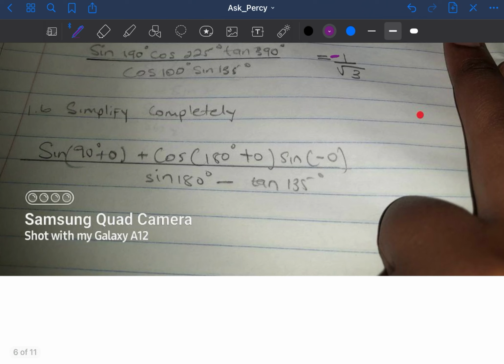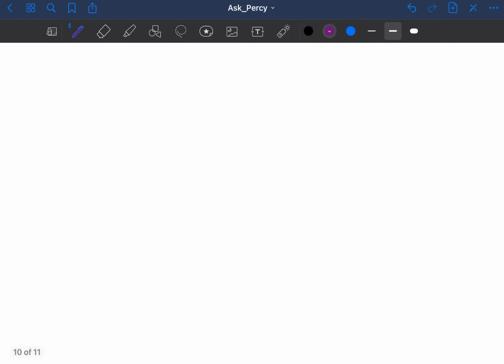1.6. Simplify completely. So you have sine 90 plus 0, plus cos 180 plus 0, sine of negative. Please check as well. This should be theta, I guess, because if it's 0, that doesn't make sense. It makes sense for it to be sine of 90 plus theta, cos of 180 plus theta, sine of negative theta, over sine 180 times 135. Okay, so we can just write that.